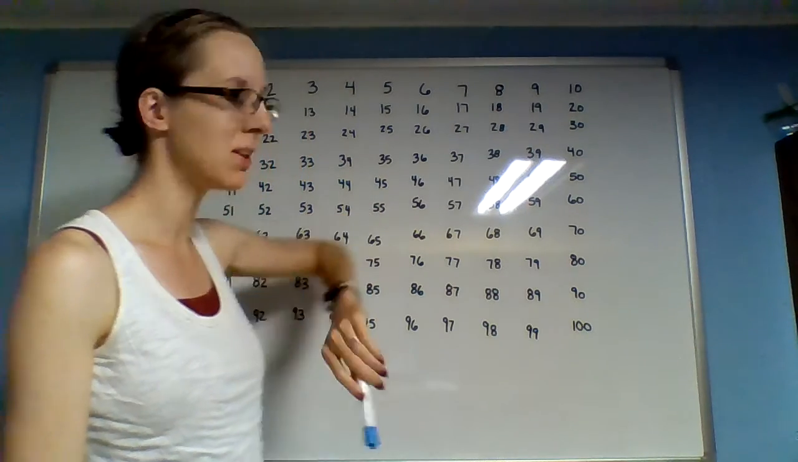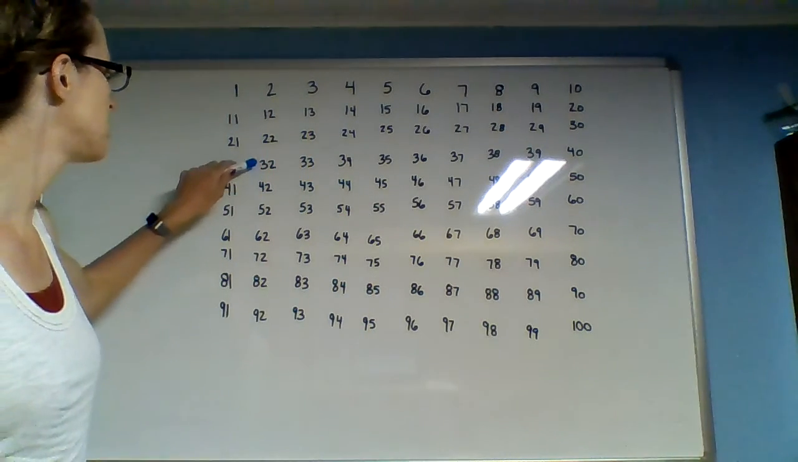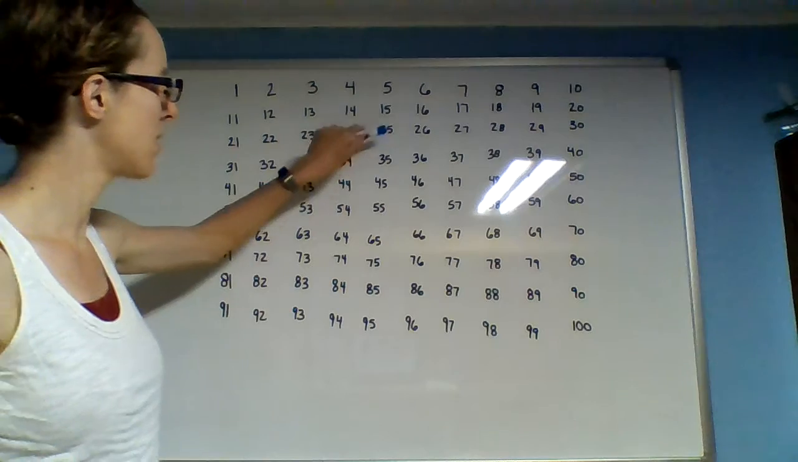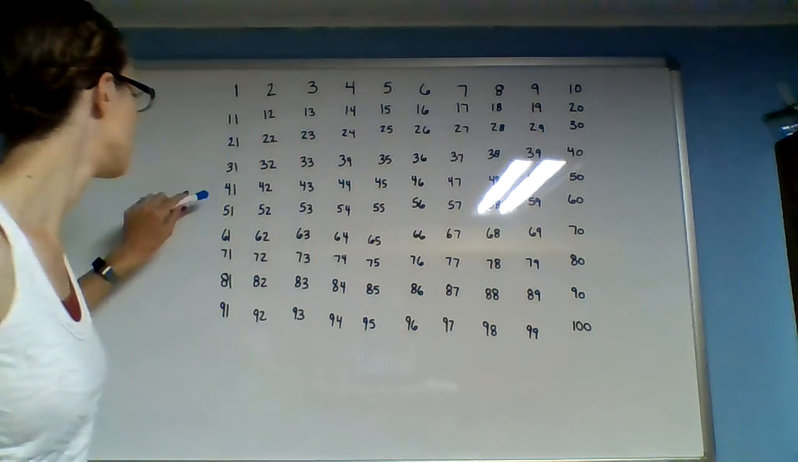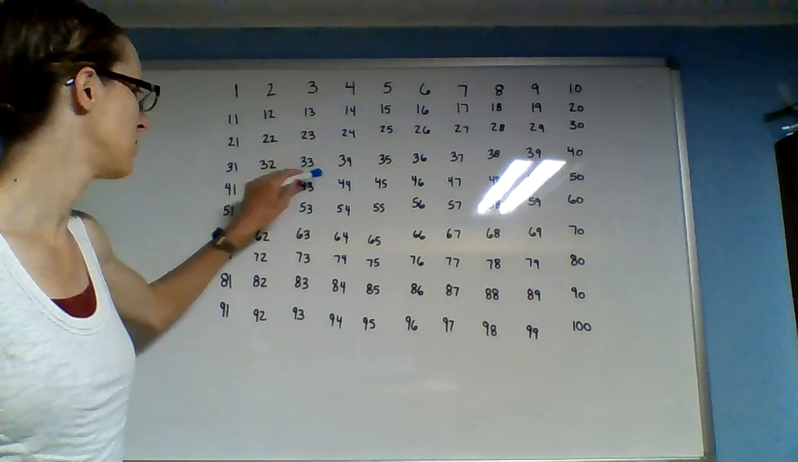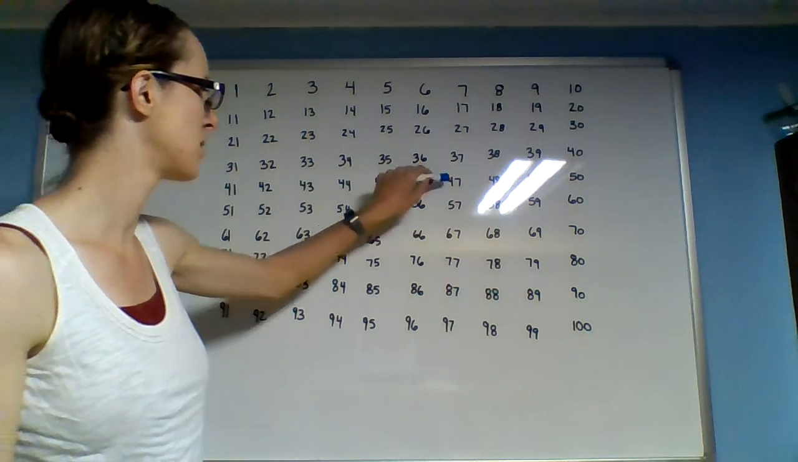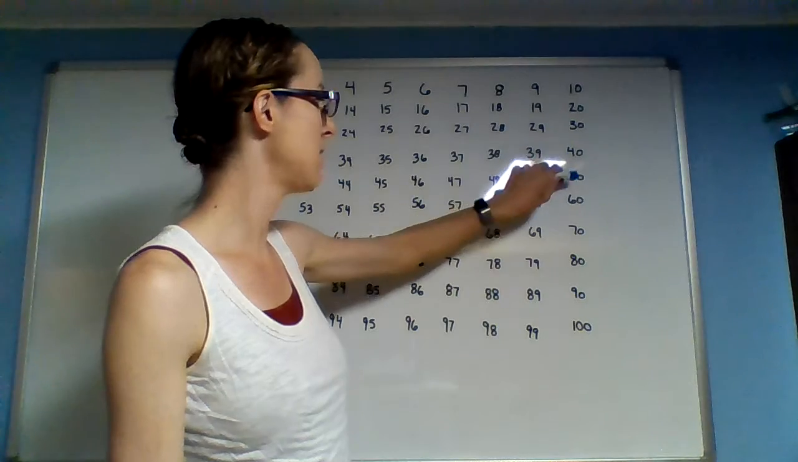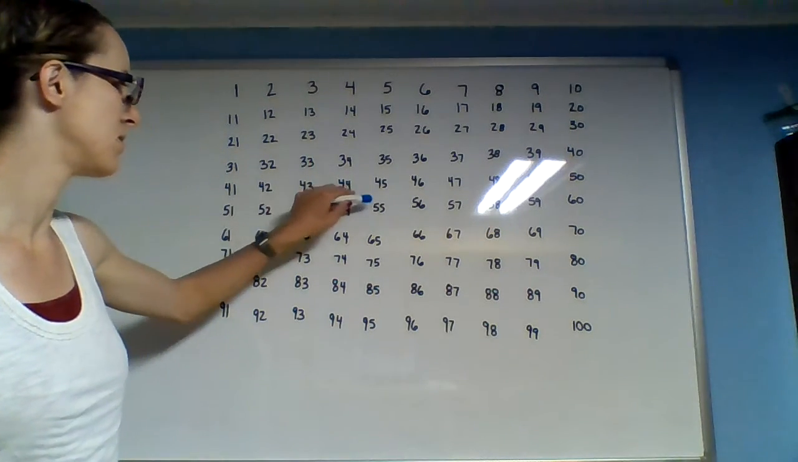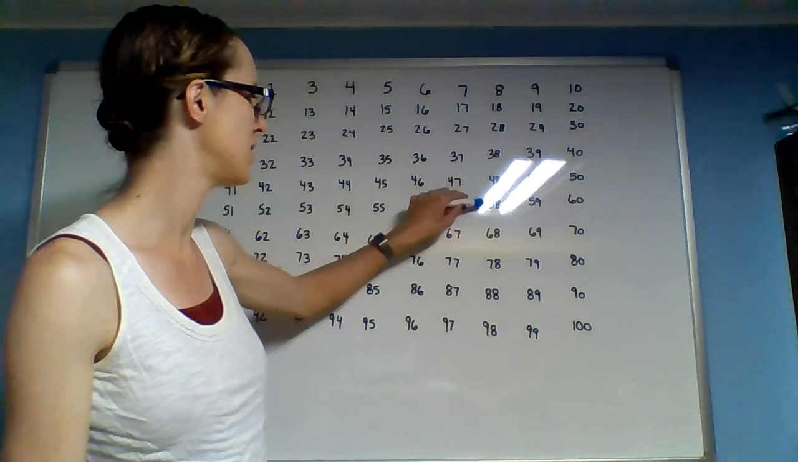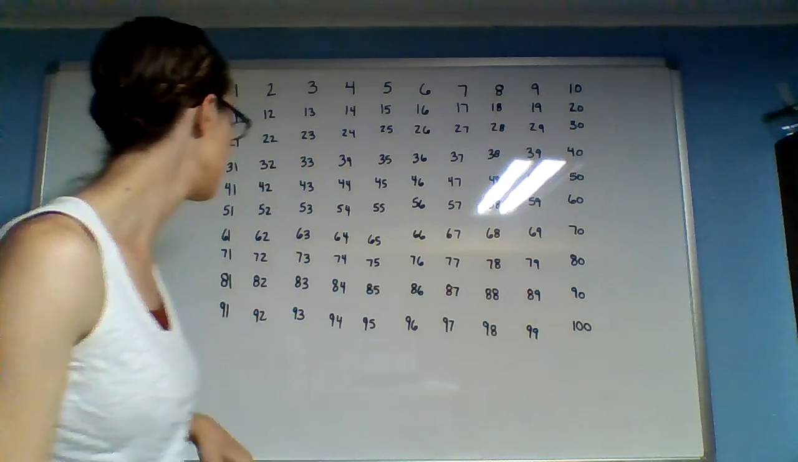Still with me? Count out loud. 31, 32, 33, 34, 35, 36, 37, 38, 39, 40, 41, 42, 43, 44, 45, 46, 47, 48, 49, 50, 51, 52, 53, 54, 55, 56, 57, 58, 59, 60.